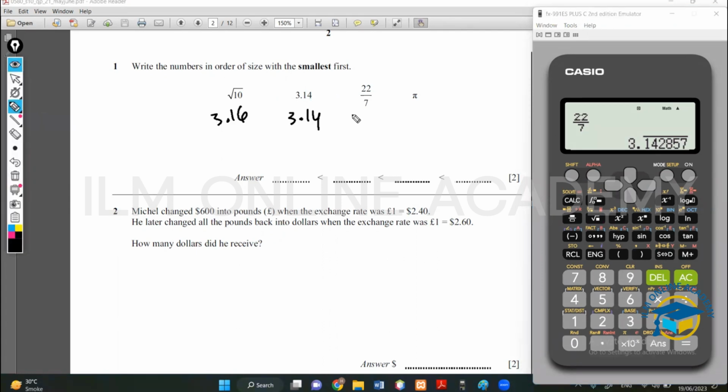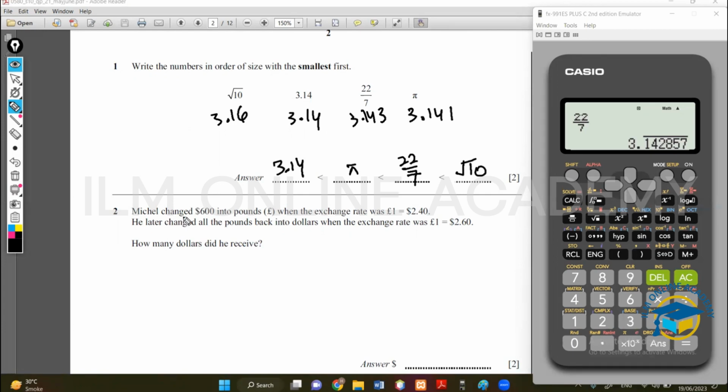So we will write it 3.143, and then pi's value is 3.141. Okay, you can check it through your calculator. So the smallest number, if you can see, is 3.14, then pi, then 22/7, and then root 10. Okay, so that's it for this question.